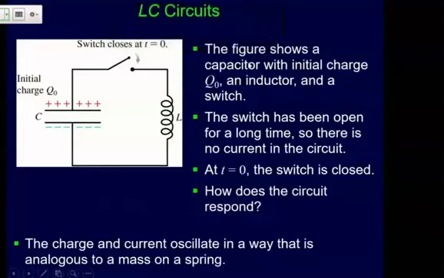And so we're going to assume that our capacitor is fully charged. That's the situation we're going to deal with. So we assume that our capacitor is fully charged, and there's a switch open, and then we're going to close this switch and try to see what happens. Okay, and how does the circuit respond? Well, what's going to happen is the charge and the current are going to oscillate. So this will be an oscillator, and we're going to show that it's very analogous to a mass on a spring, which is something you probably talked about in 2A at length, right?